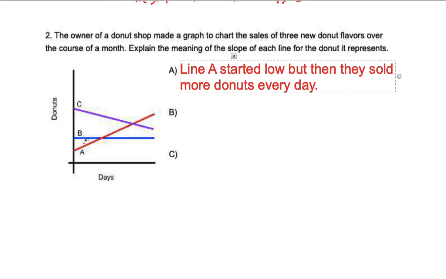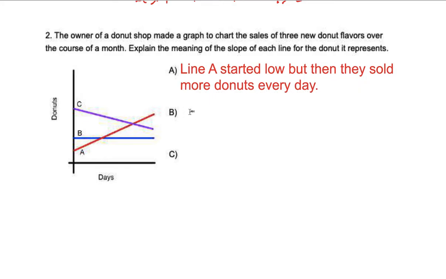You could say, there's just a dozen ways at least to say this. So don't get hung up on the exact words that I use. Just understand the concept that this line is going up. That means it starts with a low number of donuts, ends with a high number of donuts. You could even say that. Something along those lines. Now line B.